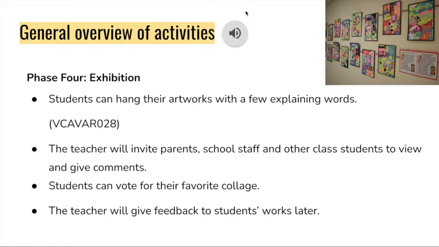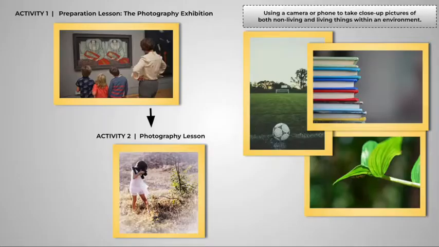The last phase is to do a student exhibition. Students can hang their artworks with a few explaining words below. This also matches the Victorian visual arts curriculum requirements. The teacher will invite parents, school staff, and other class students to view and give comments. Students can vote for their favorite collage. The teacher will also give feedback to individual students later.